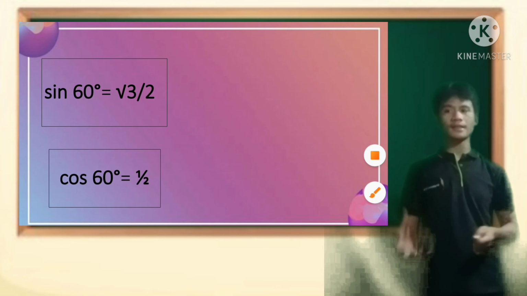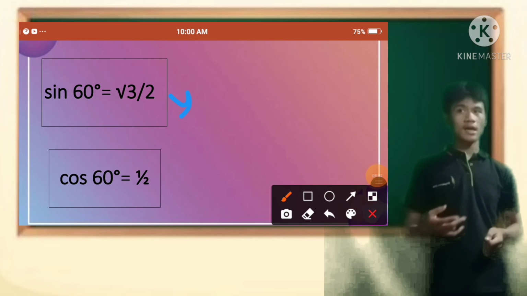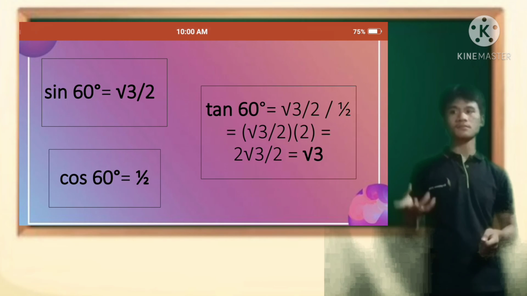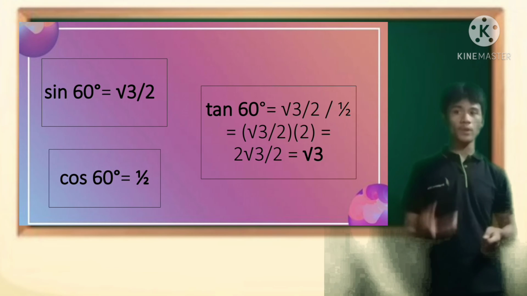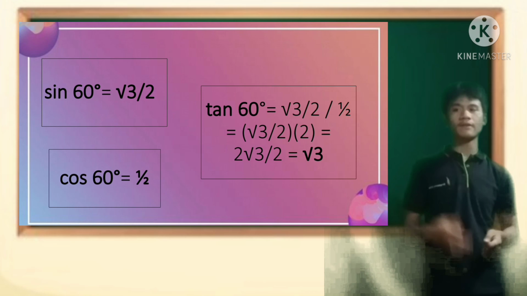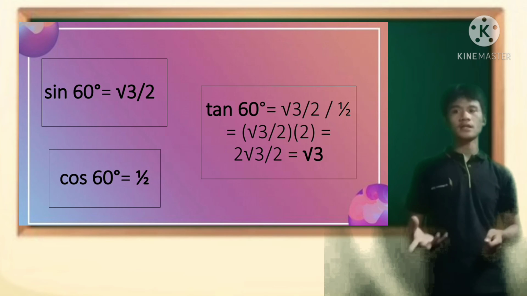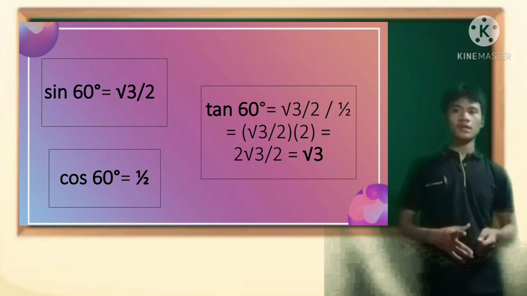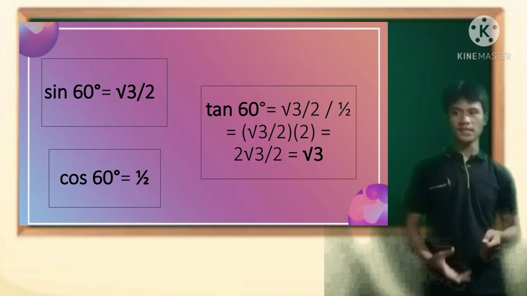So in finding tan, the formula is y over x. So we have square root of 3 over 2 since it is the value of our y, then over 1/2 since it is the value of our x. Next is simplify. So we have square root of 3 as the value of our tangent, tan 60 degrees.